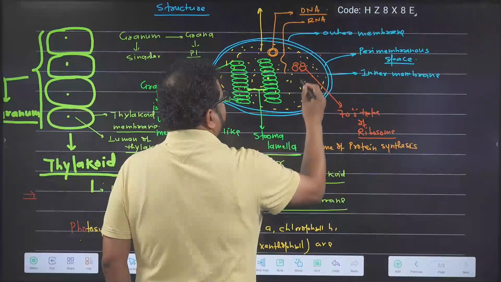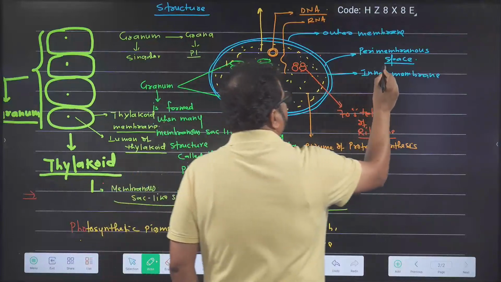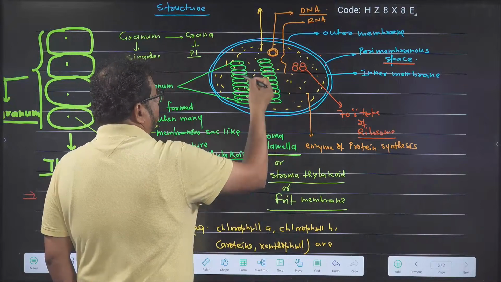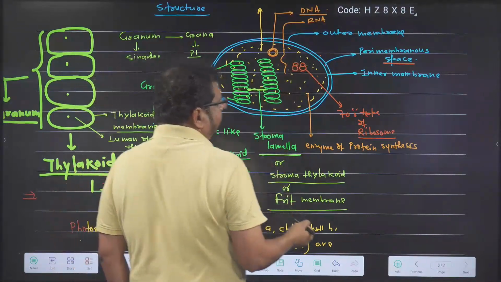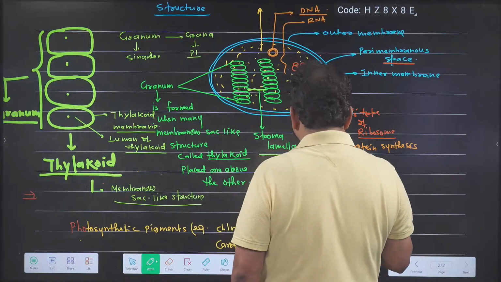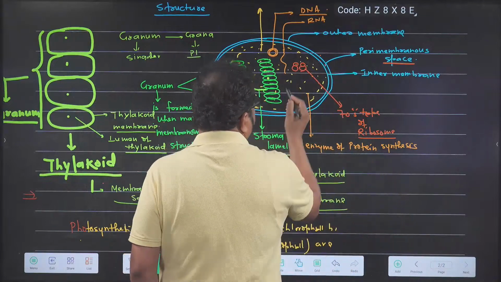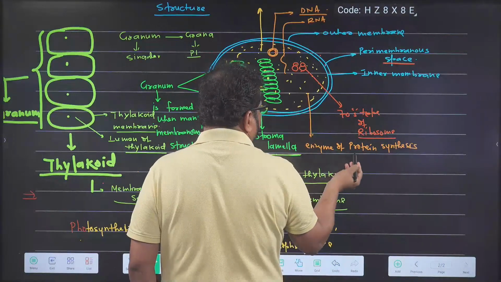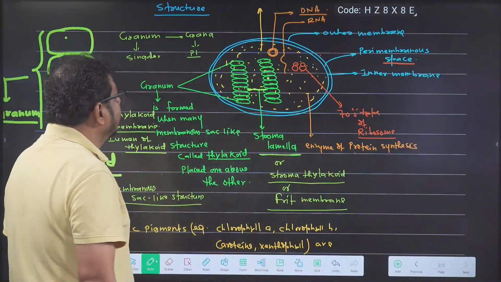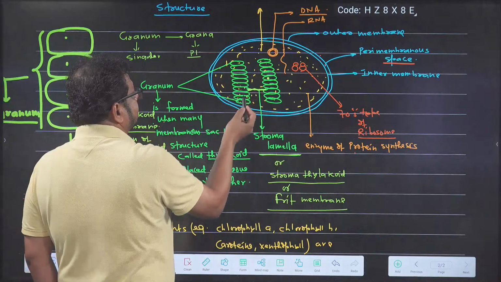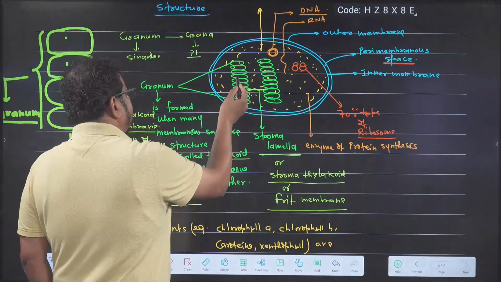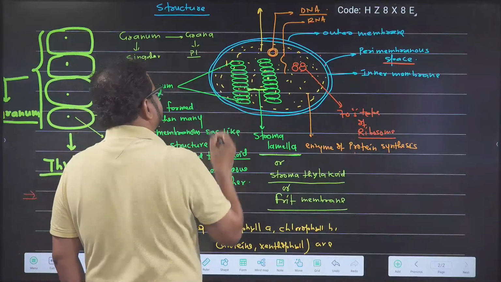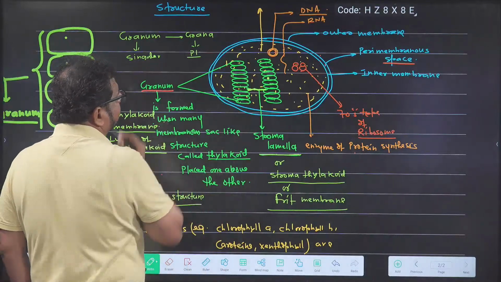Outer membrane, inner membrane. Between the two membranes, what is there? Perimembranous space is there. Inside of the inner membrane, a fluid filled matrix is there, that is called stroma. Got the idea? Inside the stroma, DNA is present, ribosome is present, RNA is present, enzyme for protein synthesis is present. Besides all these things, in the stroma there are sacs of membranous structure arranged in a stack-like structure, forming a structure called granum.